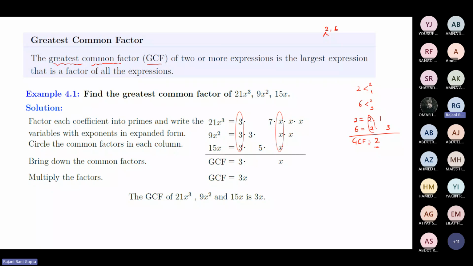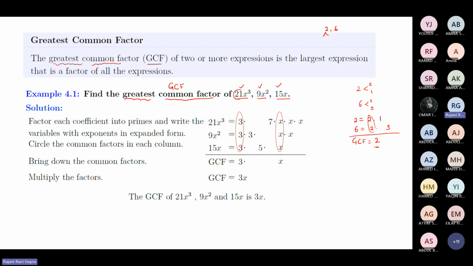Now we are going to do this with variables also. In short, we are going to do this with the polynomials. Suppose you have three terms, 21x power 3, 9x power 2, and 15x. You have to find the greatest common factor, in short GCF, for these three terms. So what we will do, we will write all these three terms as a product of prime factors.